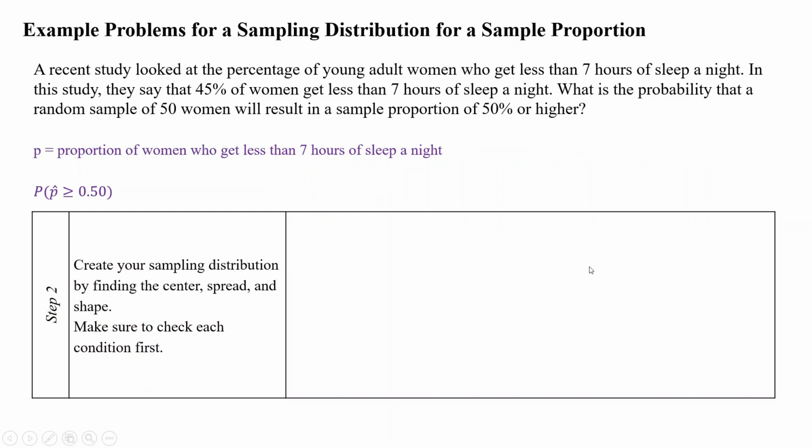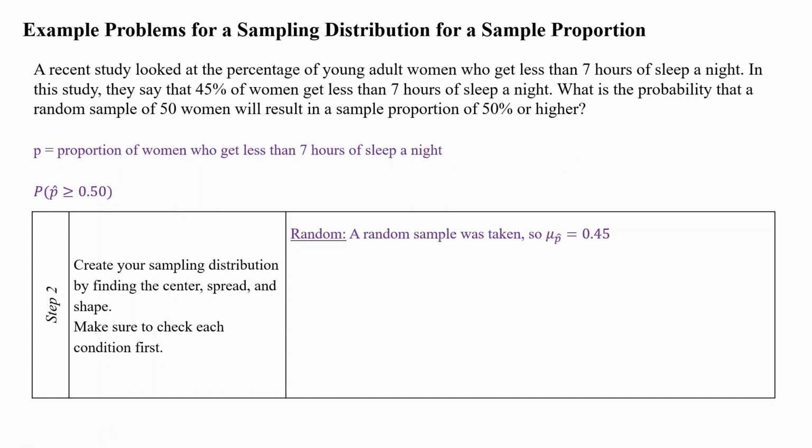Step two, we create our sampling distribution. How do we create our sampling distribution? Well, we create it by finding shape, center, and spread. And in order to find shape, center, and spread, we have to check those three conditions we just went over. The first condition was random. A random sample has to be taken, and it was. It was stated in the problem, a random sample of 50 women. So if a random sample was taken, that allows us to find the center of our sampling distribution.